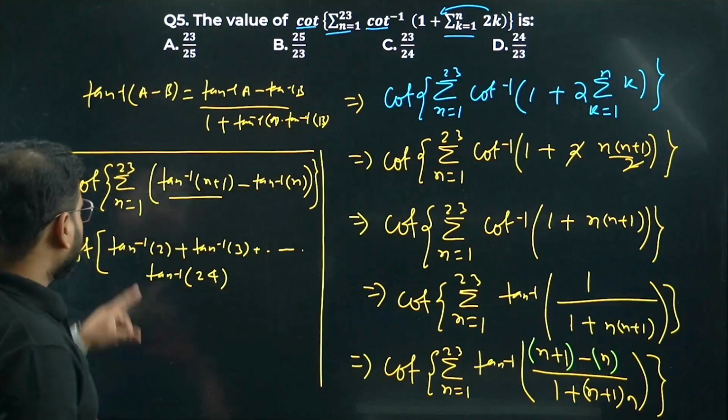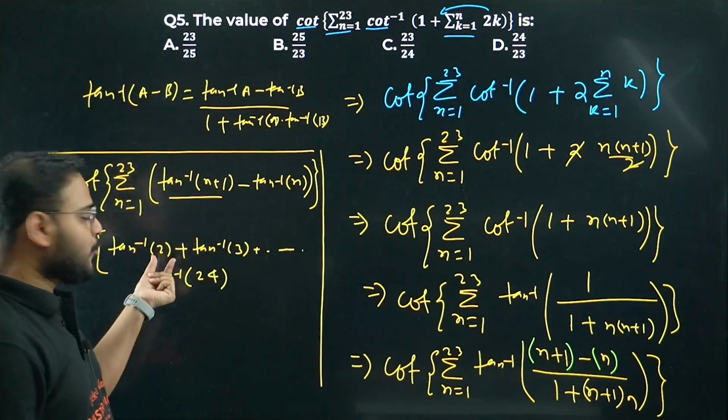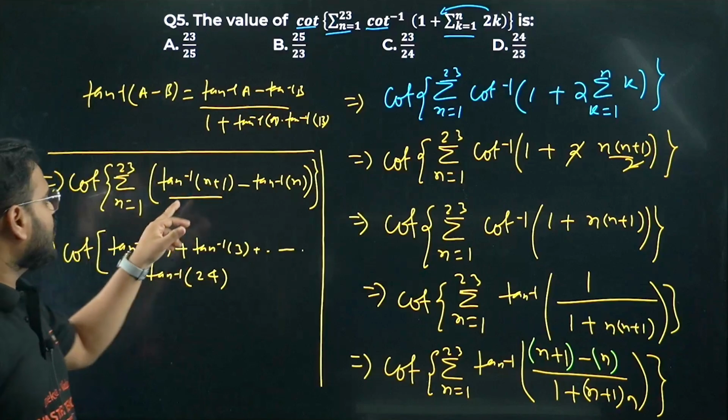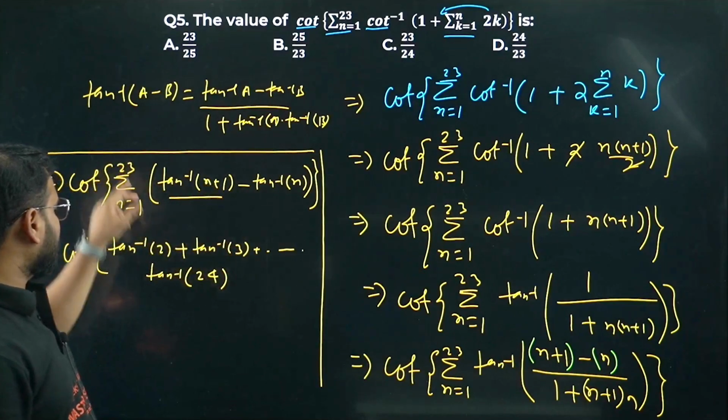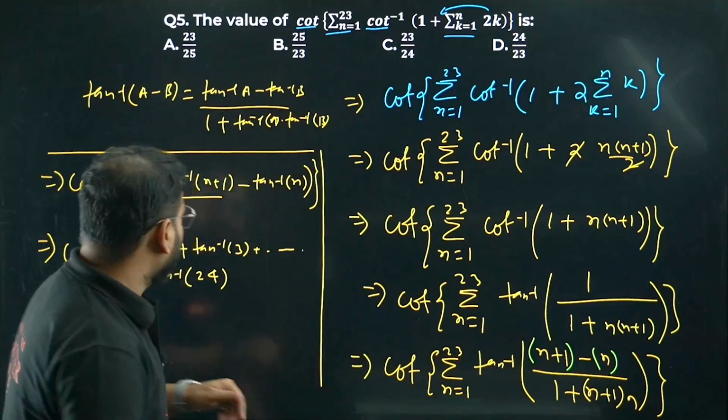Check this out. Tan inverse of n plus 1: if you put n equals 1, it'll become 2, right? You put n equals 2, it'll become 2 plus 1, so 3. You put n equals 23, it'll become 24. Clear? This part is clear.